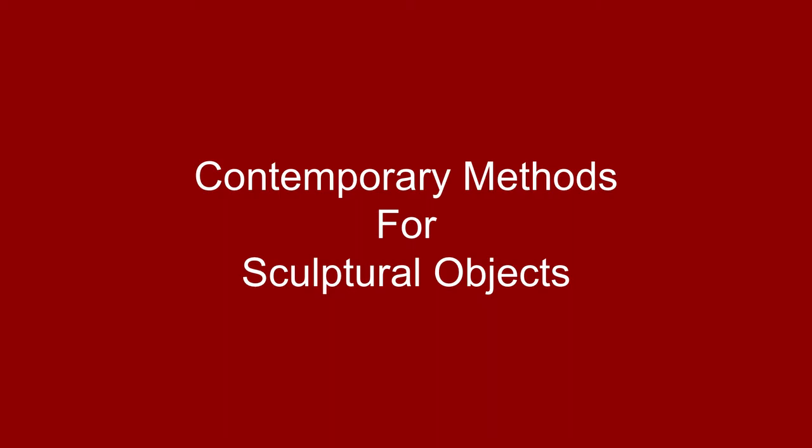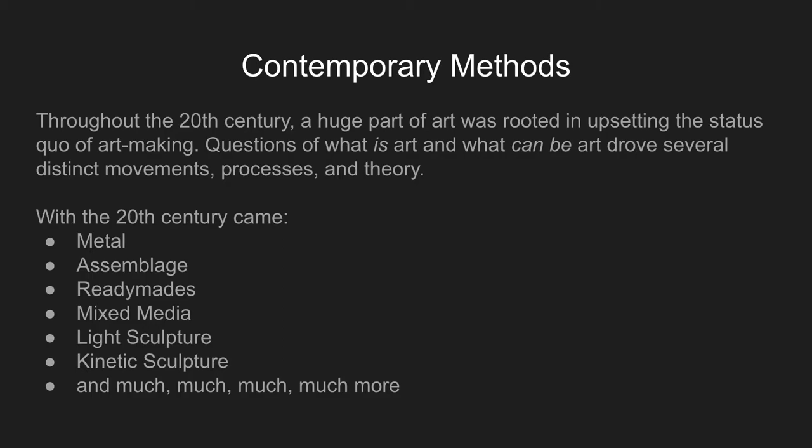Okay, let's talk about contemporary methods for sculptural objects. Throughout the 20th century, a huge part of art was rooted in upsetting the status quo of art making. Questions of what is art and what can be art drove several distinct movements, processes, and theory. With the 20th century came metal sculpture. There were, of course, bronze sculptures, you know, thousands of years ago. But in the 20th century, we got manufactured metal. And artists were able to use that. So imagine I-beams and metal plate and steel of all shapes.